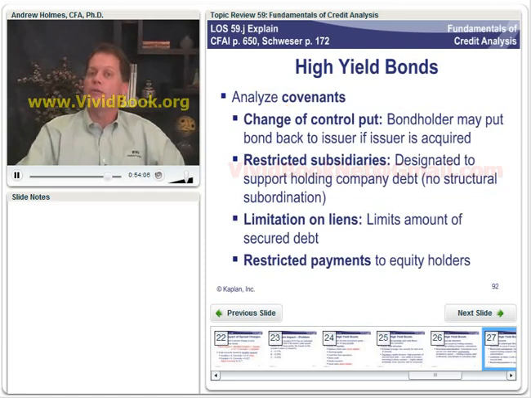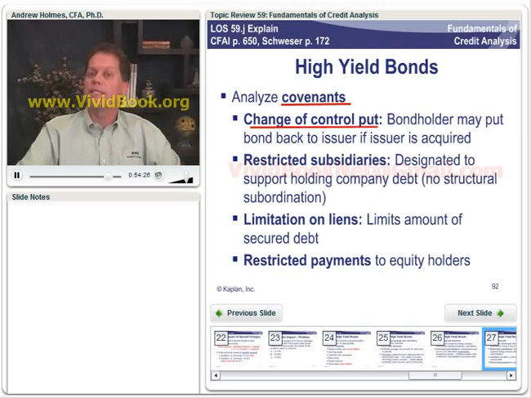So in terms of covenants, of course, we're going to want to address some of these things we've talked about. We could have a change of control put, which is a bond covenant which says, look, if the ownership of the issuer changes, that is, someone buys the issuer, then the bondholders can put their bonds back to the company at some value, probably par.